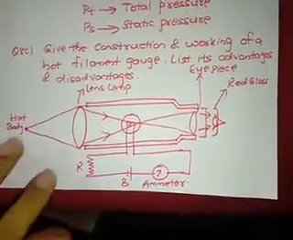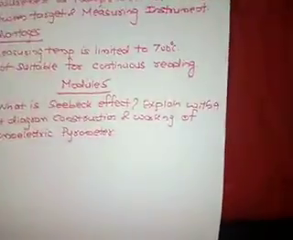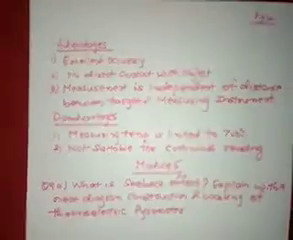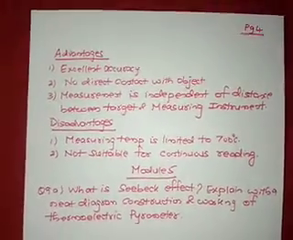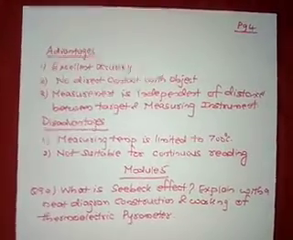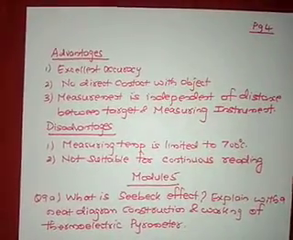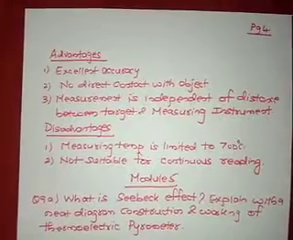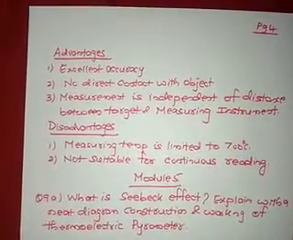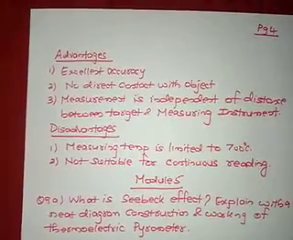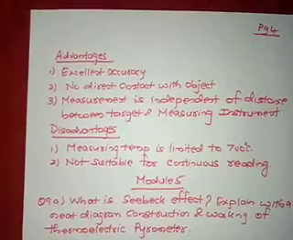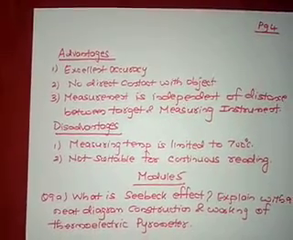Next we'll see its advantages and disadvantages. Advantages: it has excellent accuracy. No direct contact with the object is essential. Measurement is independent of the distance between the target and the measuring instrument. Whatever may be the distance between the object whose temperature we are measuring and the instrument, irrespective of that we can perform the measurement. It has a few disadvantages also.